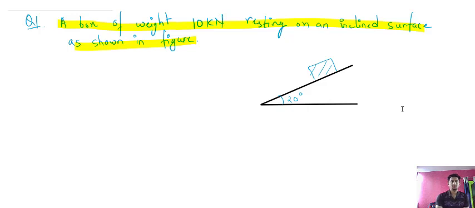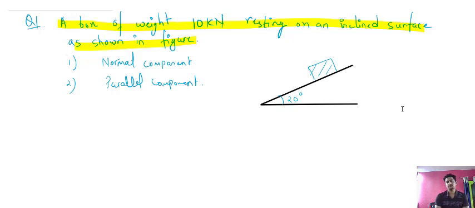Okay, now what we will do, we need to calculate first the normal component, and second, we need to calculate the parallel component. So first of all, for calculation of the normal component, we will see where the weight is acting.